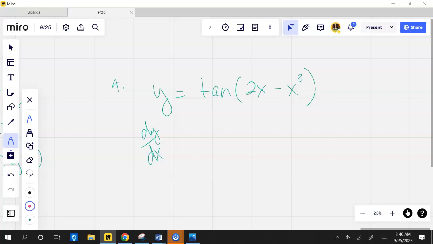What's your outside function? What'd you do first? Secant squared, right? Did you remember that or did you look it up? Did anybody remember it?